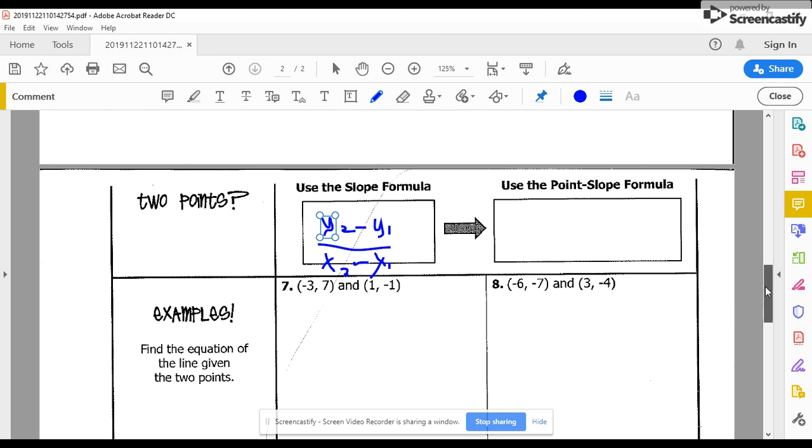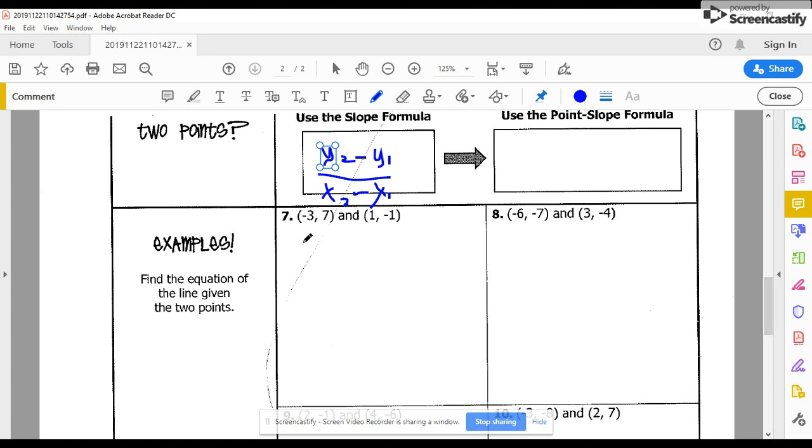So let's start by finding the slope. So negative 1 minus 7 over x2, which is 1 minus a negative 3, is plus 3. So that is negative 8 over 4, which is negative 2. So that is our slope.